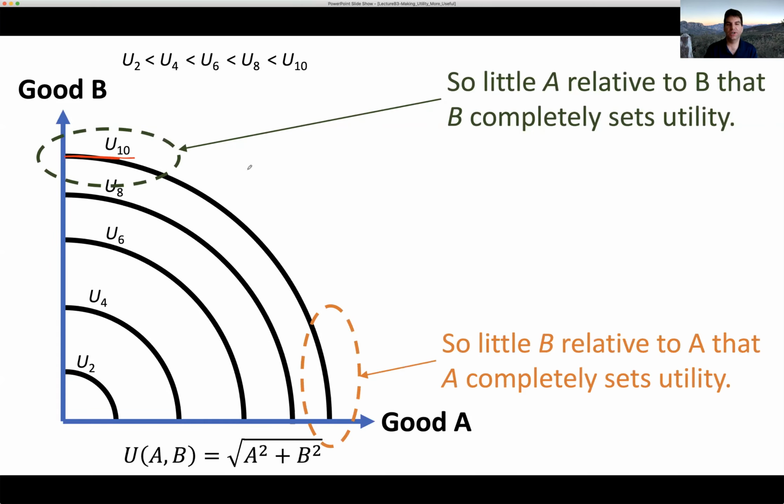But in this utility structure, if I do switch that, and now I get a lot more of A and very little B, then I am going to put all my joy into how much A I have.